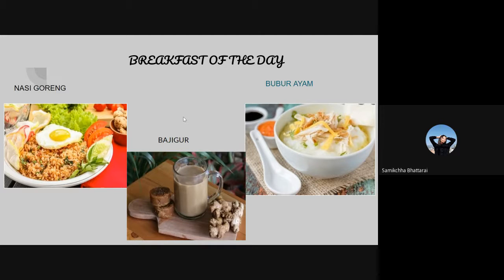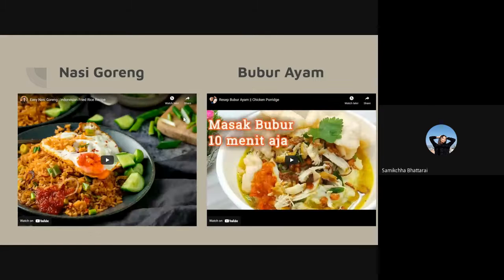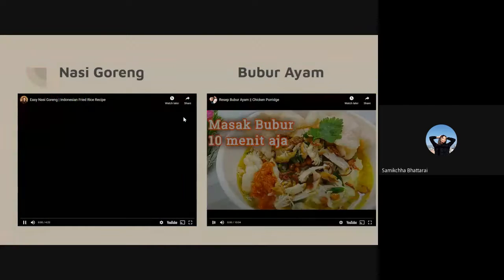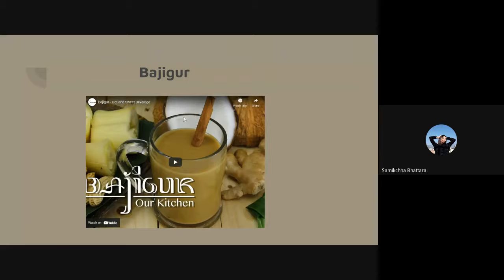On the next slide, you can see that I have attached recipe videos of nasi goreng and bubur ayam. And on another slide, you can see the recipe video I have attached of bajigur.